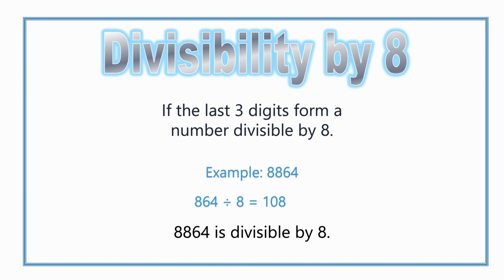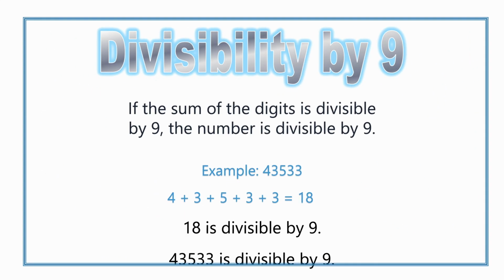Divisibility by 8. If the last 3 digits form a number divisible by 8, the number is divisible by 8. For example, 8,864. 864 divided by 8 equals 108. 8,864 is divisible by 8.